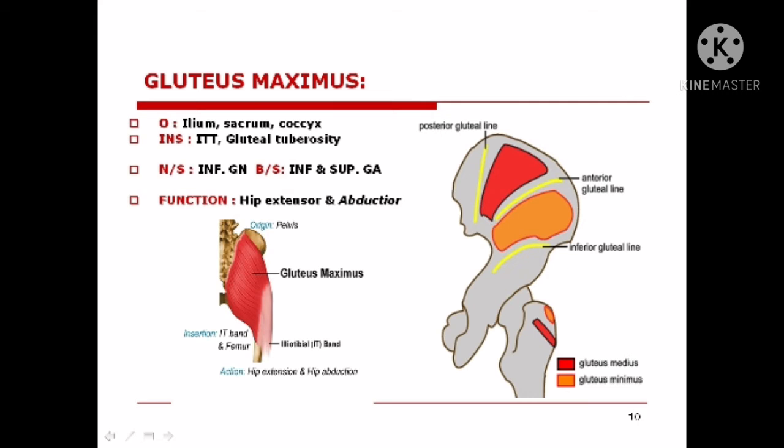The iliotibial tract goes downward and attaches upon the lateral aspect of the knee joint in order to fix the knee joint. The nerve supply is from the inferior gluteal nerve, and the blood supply is from the inferior and superior gluteal artery. Its function is hip extensor and hip abductor.